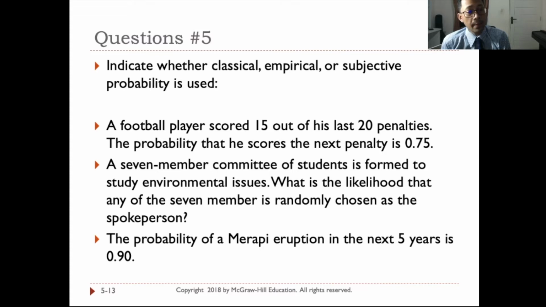So this perhaps can be categorized into a subjective probability, and the idea is that someone may have information about historical events of a Marapi eruption, and then he can use that as information to predict the probability of a Marapi eruption in the next 5 years.